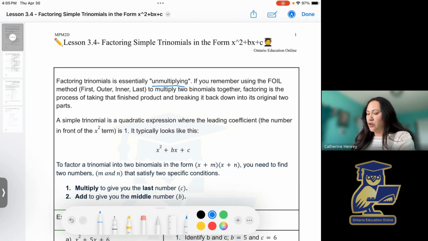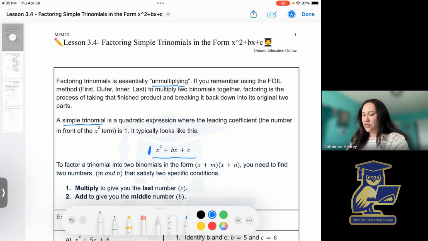So a simple trinomial is a polynomial that has three terms. It's a quadratic expression where the leading coefficient, the number in front of the x squared term, is 1. So here is our standard form, and the x squared term has a coefficient of 1.